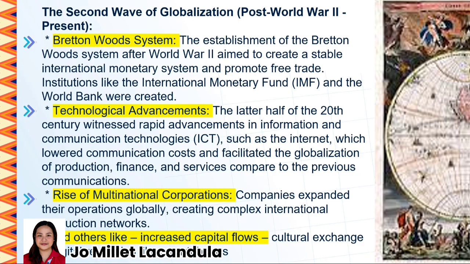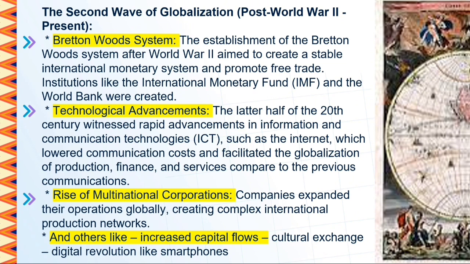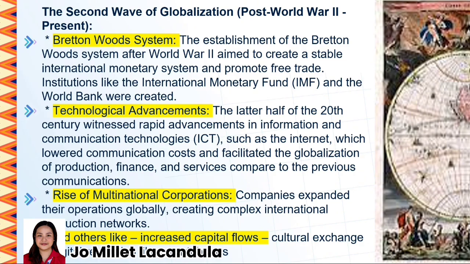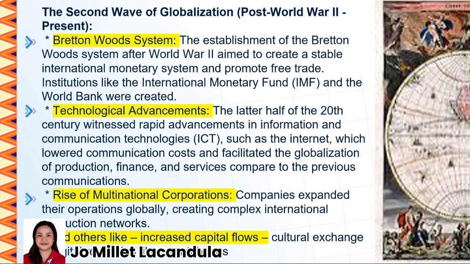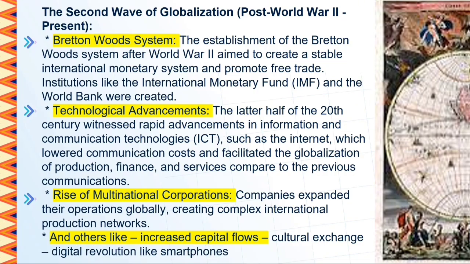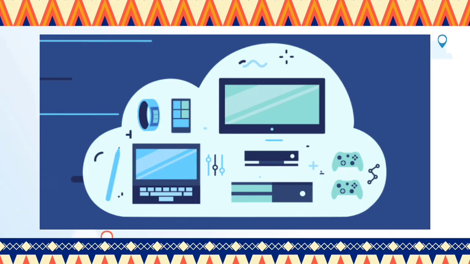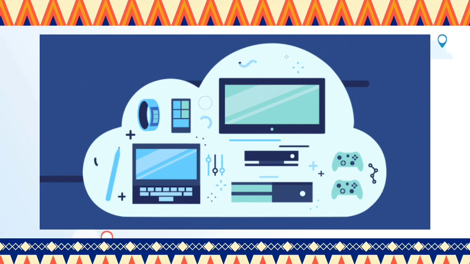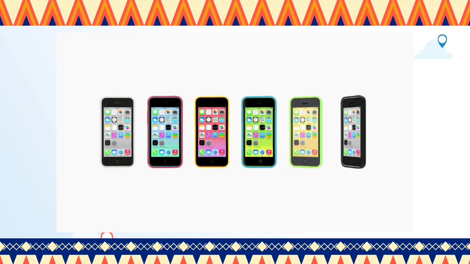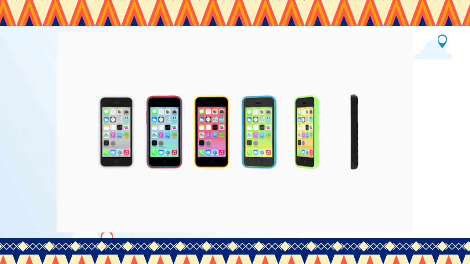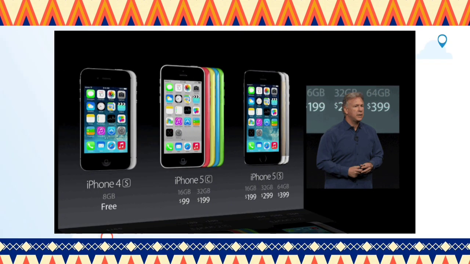Technological advancements, particularly in information and communication technologies, or ICT, during the latter half of the 20th century, including the advent of the Internet, drastically lowered communication costs and enabled the globalization of production, finance, and services, surpassing earlier methods of global interactions. The rise of multinational corporations further amplified this wave as companies expanded operations worldwide and established complex international production networks. Additionally, this period witnessed increased capital flows, intensified cultural exchanges, and a digital revolution, exemplified by innovations like smartphones, which further connected individuals and economies across the globe. These elements collectively underpin the modern era of globalization.